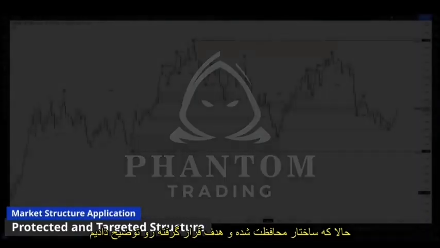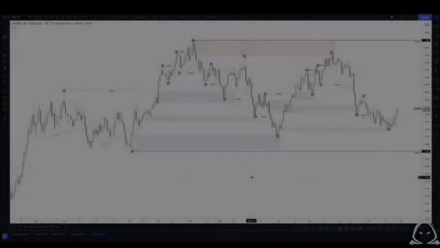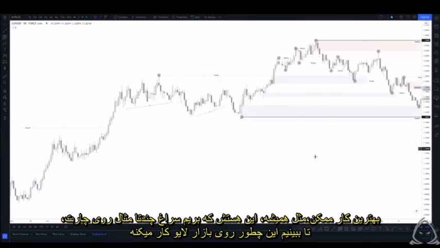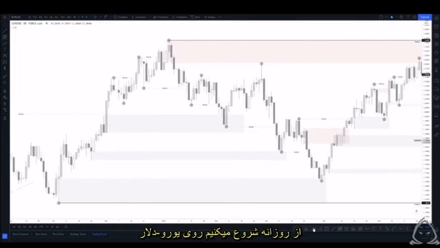Now that we've discussed protected and targeted structure, the best thing to do, as always, is to just dive into some chart examples to get a good indication of how this works in the live charts. We'll start on a daily chart here on Euro Dollar.